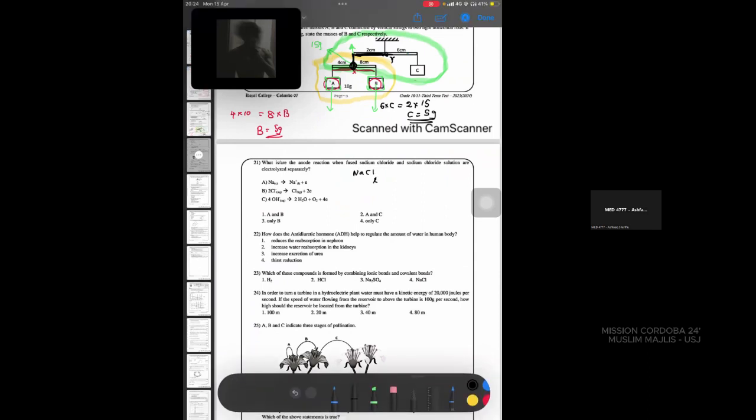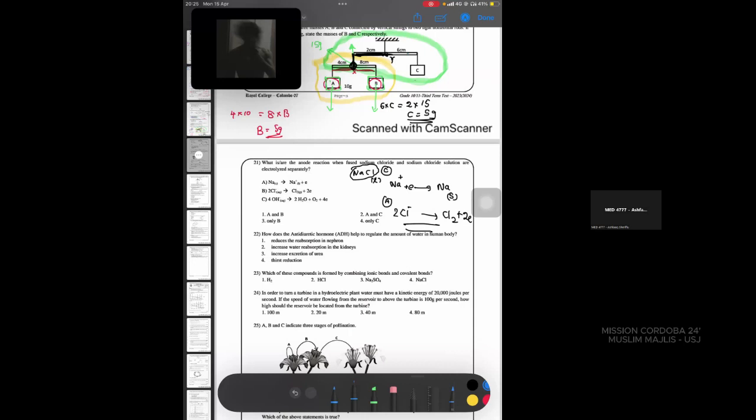In fused sodium chloride, that is the liquid one, what is the anodic reaction? Sodium will give you Na plus plus electron. This is the cathodic reaction. What is the anodic reaction? Cl minus will give you Cl2. Is it clear? This is the anode. So when you use fused sodium chloride, the anodic reaction is chloride going to chlorine.